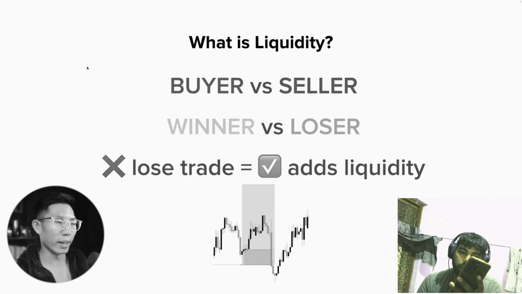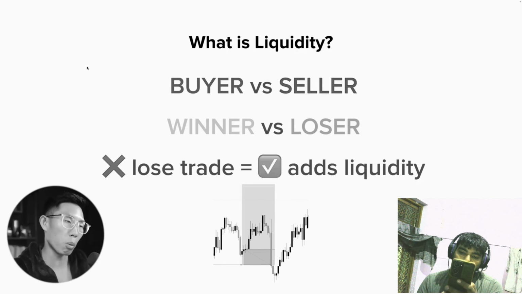So this is what it kind of looks like, right? You are a retail trader, you get your trade stopped out because the smart money is smart enough to know that you are an absolute idiot and purposely push the price down to trigger your stop loss. You lose your hard-earned money and they make a ton of money.